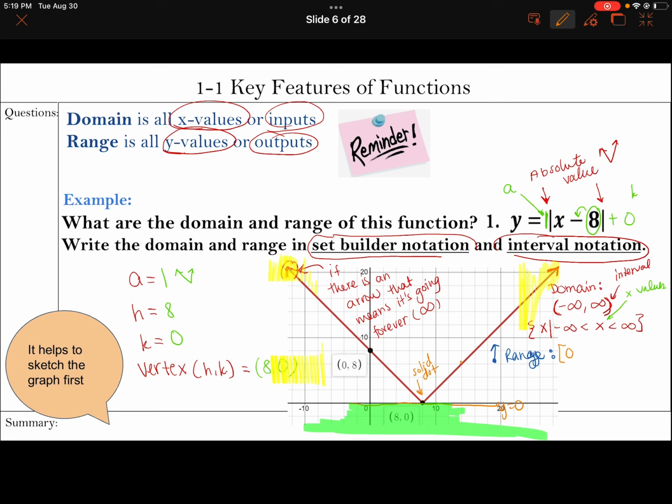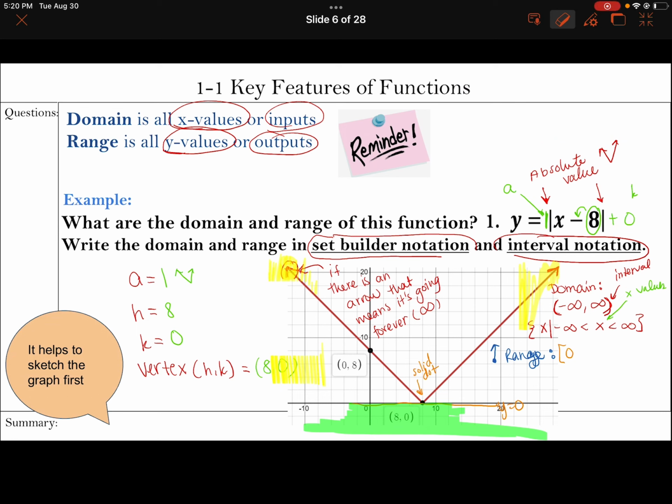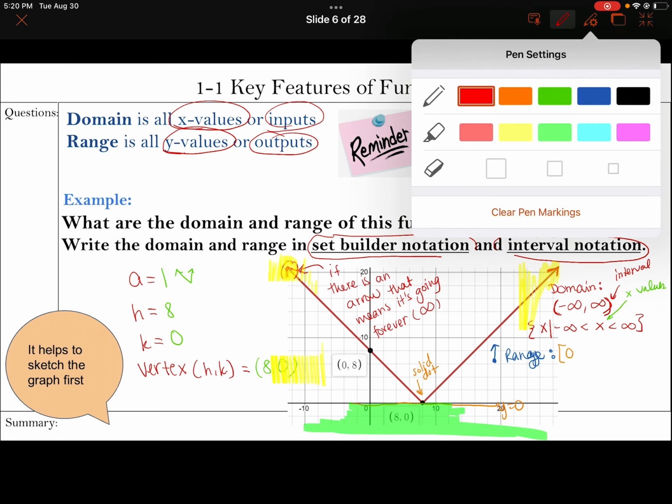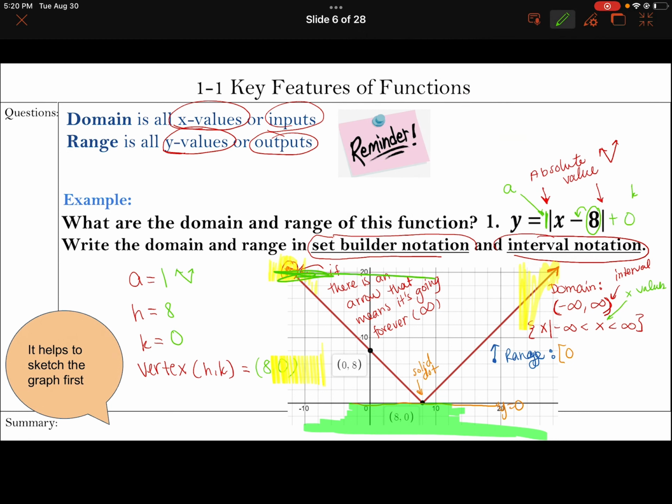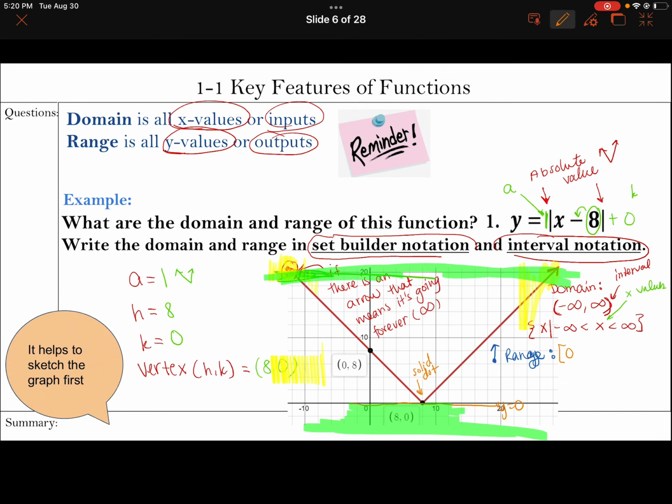Okay, so for example, if my starting point was right here and it doesn't have a dot, but it doesn't have a hole either, then that means it's also a bracket. So since my range keeps going up forever, you see the arrows are pointing up. So it's going forever, so that means my range will be all the way up, 0 to infinity.